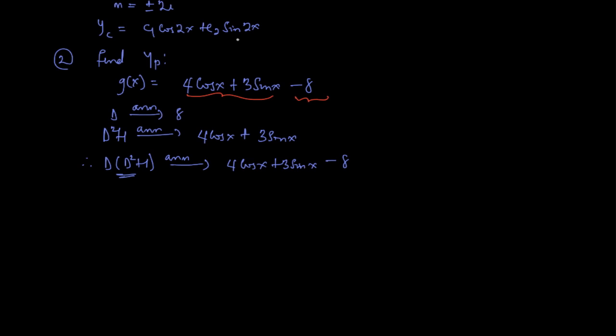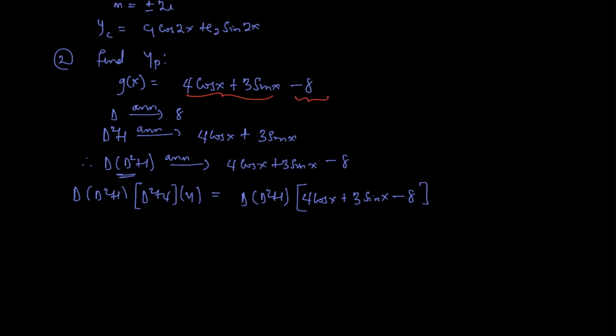Since I've gotten the operator that annihilates the right hand side, I'm going to apply this operator to both sides of the original differential equation. When we do that, we have D into D squared plus 1 into D squared plus 4 y equals, applying it to the other side, D squared plus 1 into 4 cosine of x plus 3 sine of x minus 8. Since this is the annihilator of the right hand side, it sets it to 0. So we are now left with D into D squared plus 1 into D squared plus 4 y equals 0.